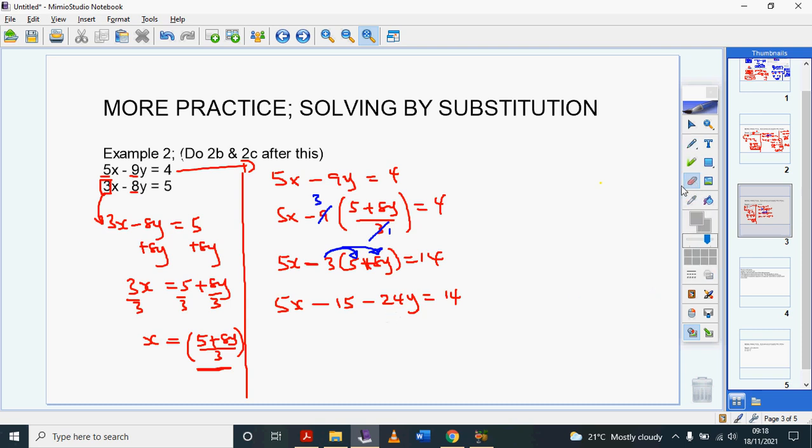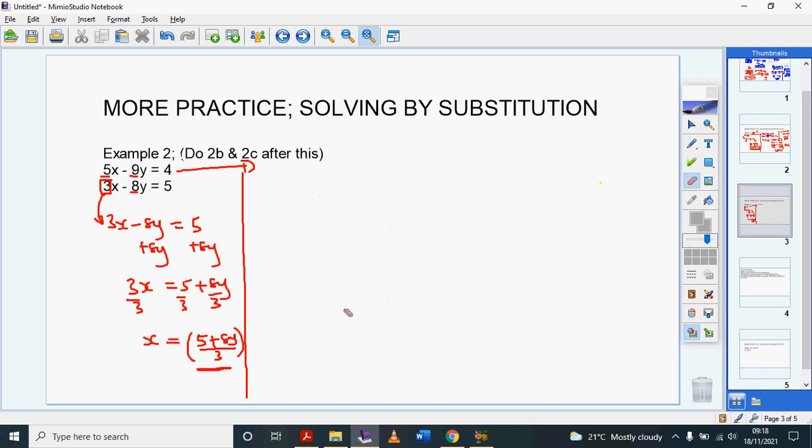You guys have been looking at me this whole time like, Mr. William, you're making a mistake. Sorry, wrong substitution. I made x the subject, so I have to substitute for x. 5x minus 9y is equal to 4. So I put the x here, 5 plus 8y over 3 minus 9y is equal to 4.